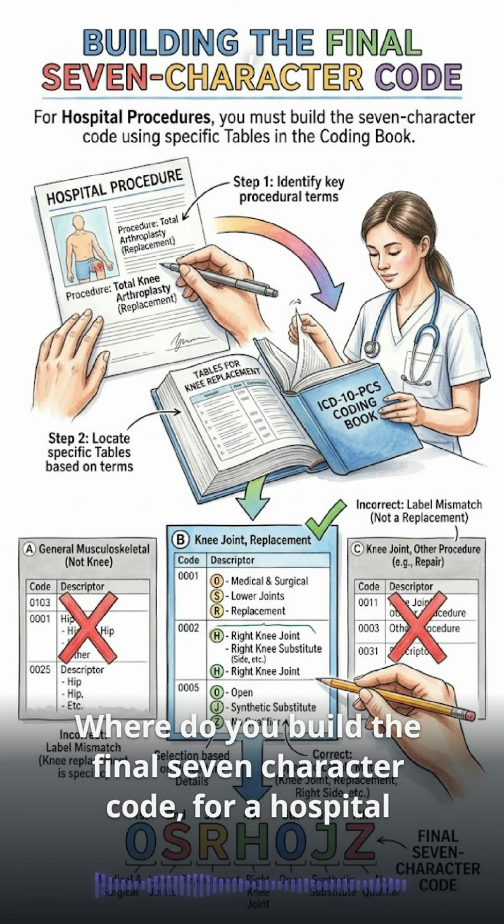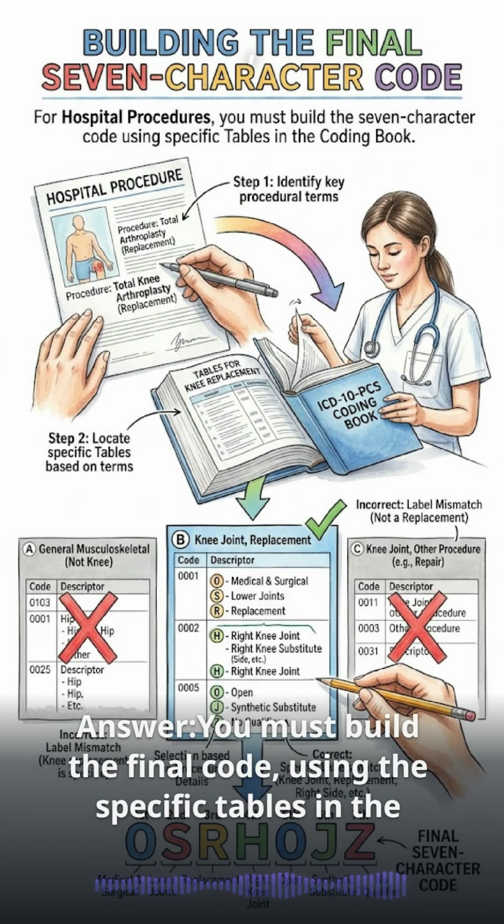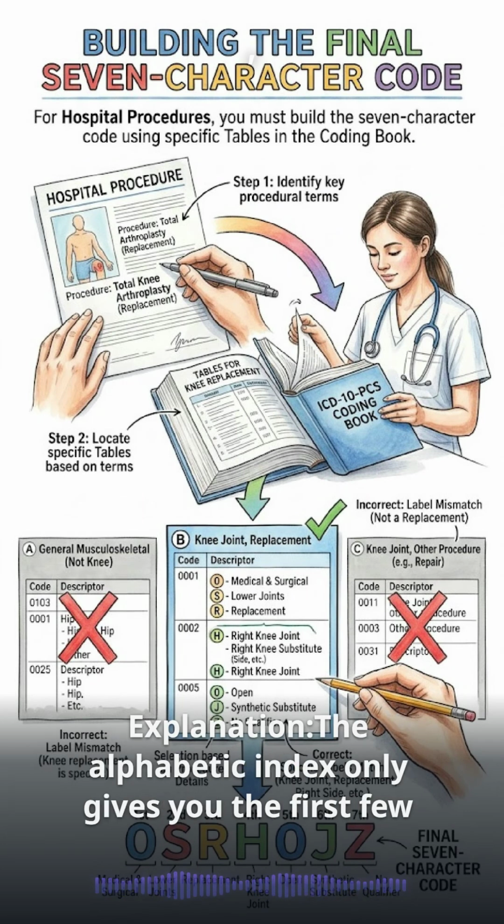84. Where do you build the final 7-character code for a hospital procedure? You must build the final code using the specific tables in the coding book. The alphabetic index only gives you the first few characters to start searching.